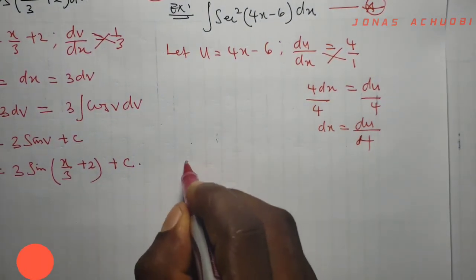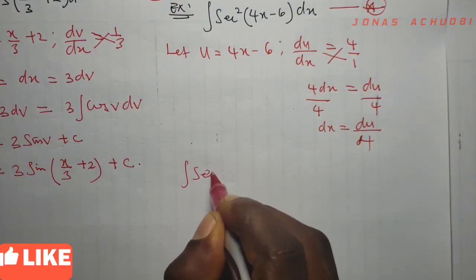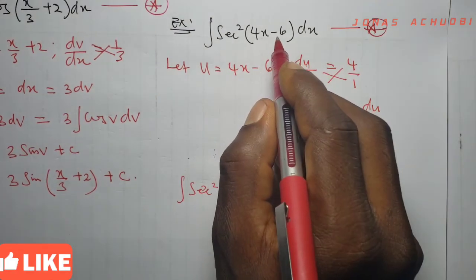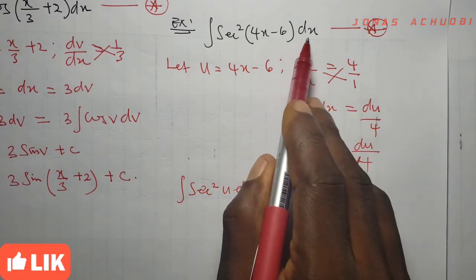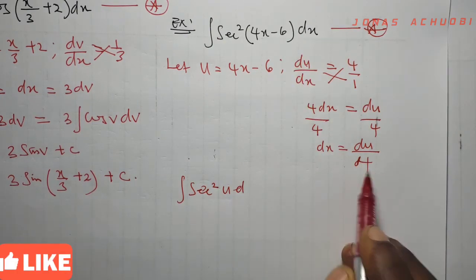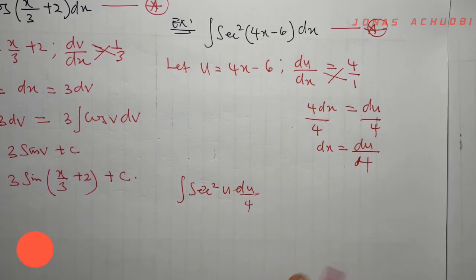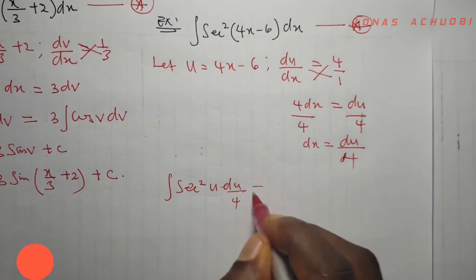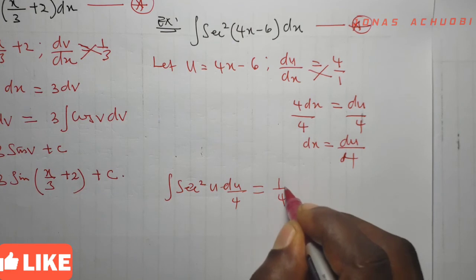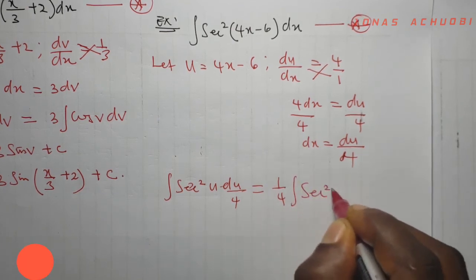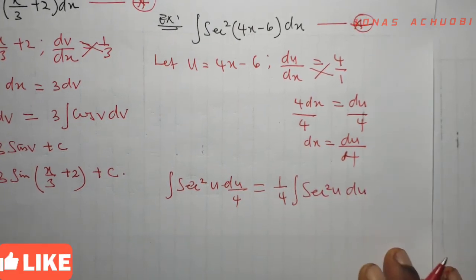So our original problem now becomes the integral of sec squared u, since 4x minus 6 is u, and dx is now du over 4. So we can take 1 over 4 out as a constant. So we have 1 over 4 times the integral of sec squared u with respect to u.